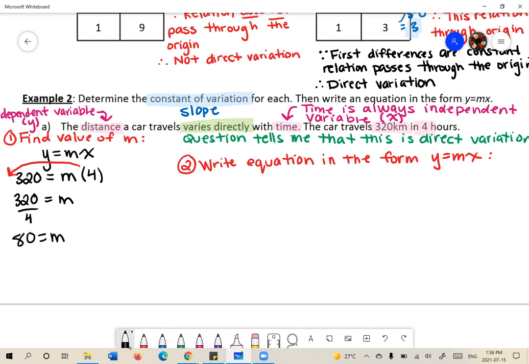So starting with y = mx, I'm going to leave y and x as variables, and I'm only going to replace my slope variable with the value that we found in step 1. y = 80x. When you're writing equations, your variables y and x will stay as variables.